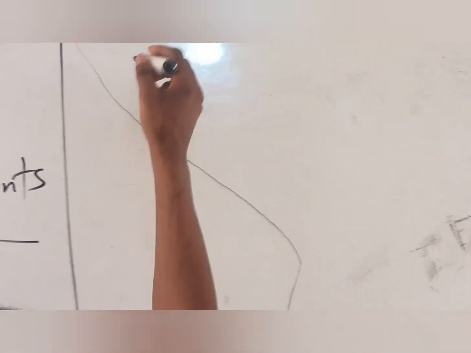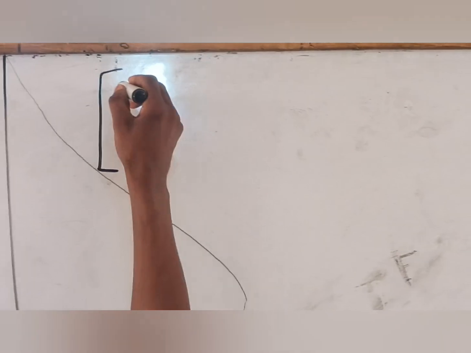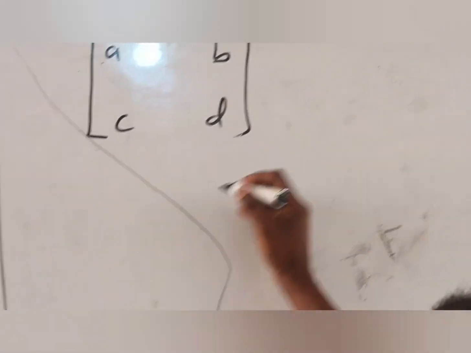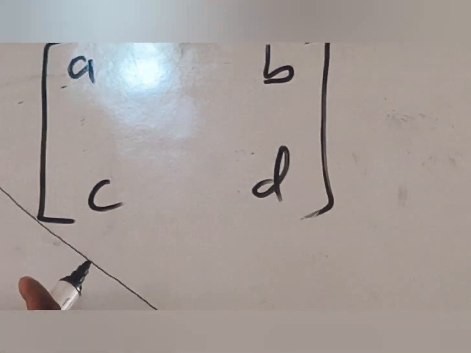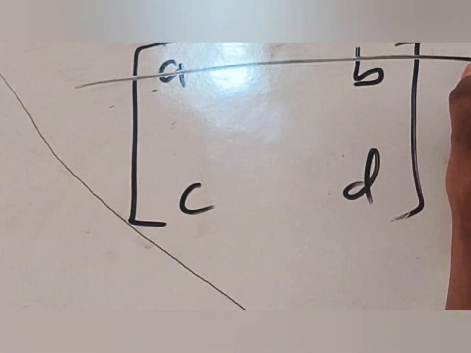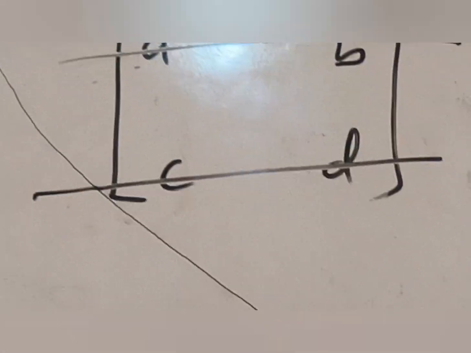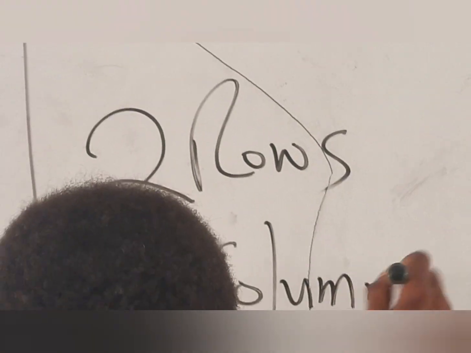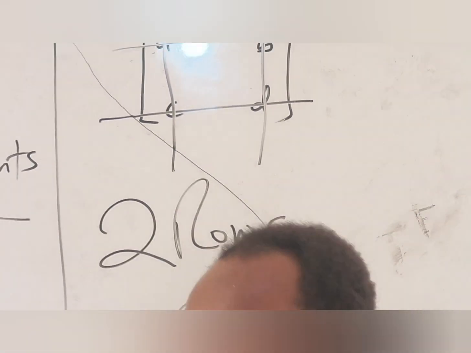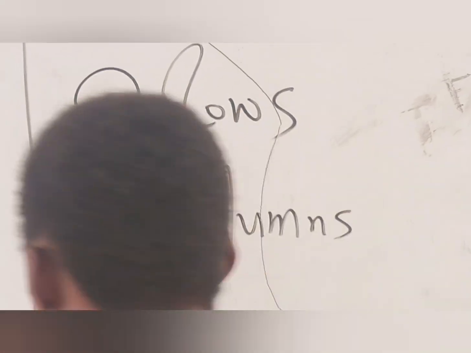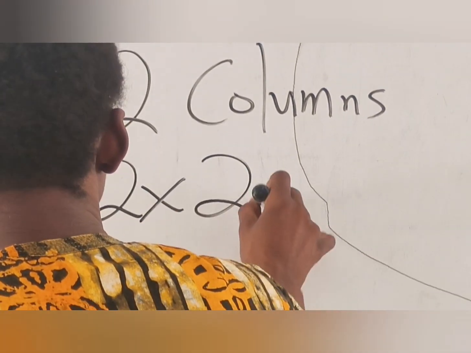We are going to name these matrices. Are you all here? If this is A, this is B, this is C, this is D. Who can name this matrix for us? How many rows does this matrix have? This is a row. Can you all see? That's one. This is another row. Is there another row now? No. So how many rows? 2 rows. How many columns? This is a column. This is another column. How many columns? 2 columns. So we can call this matrix a 2 by 2 matrix.